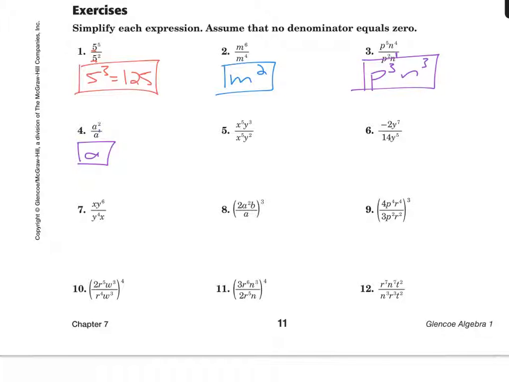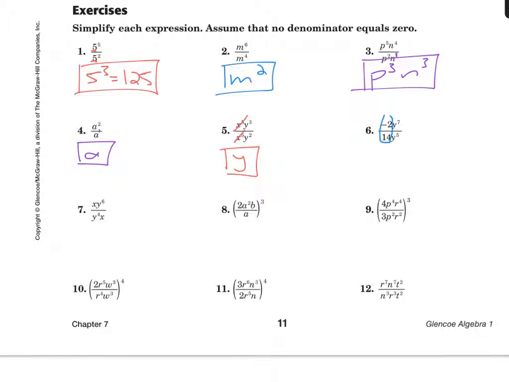Number 5, the x's, we've got 5 on top and 5 on bottom. They cancel each other out completely and are going to be gone, because that's x to the 0 power, which is just nothing. You have no x's left. And then for the y's, we've got y to the 3 minus 2 power, which is y to the first, or just y.